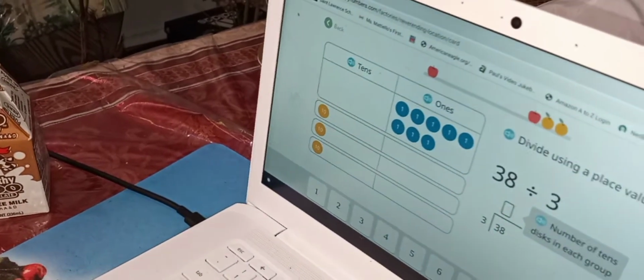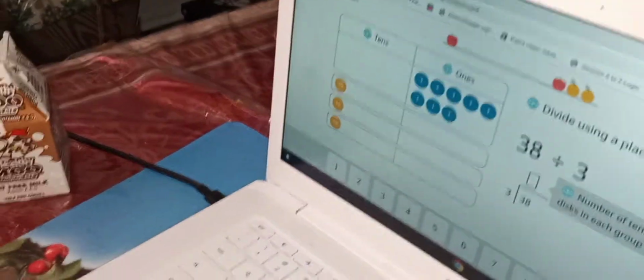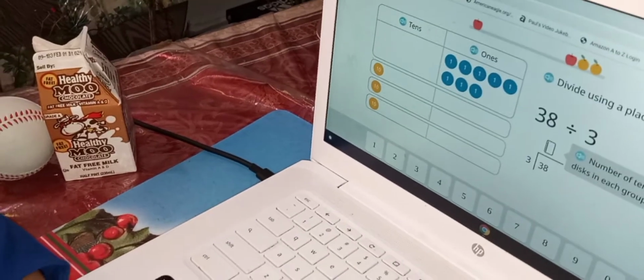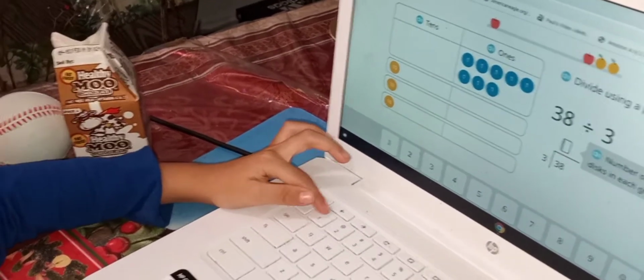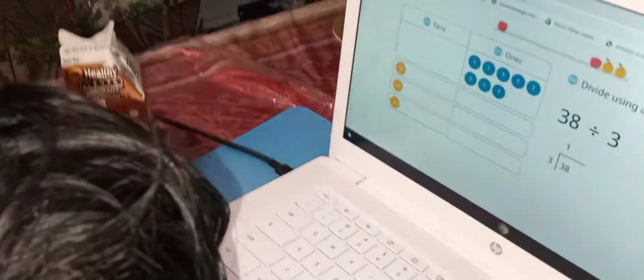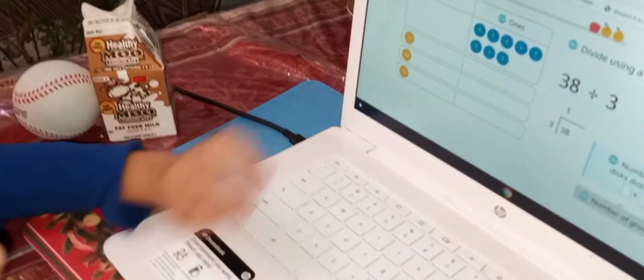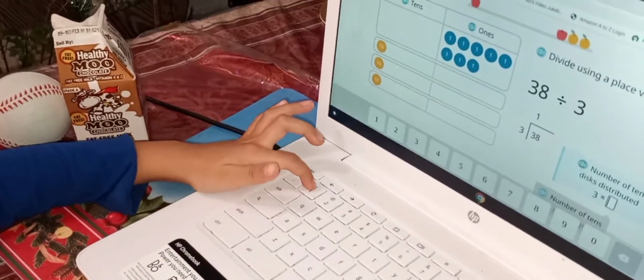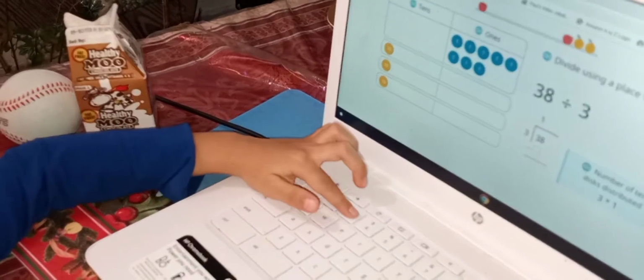3 divided by 3. What's the answer? How many 3s can you make out of 3? 1. Very good. Now 3 times 1, to check that you got the right answer. 3 times 1 equals? 3.